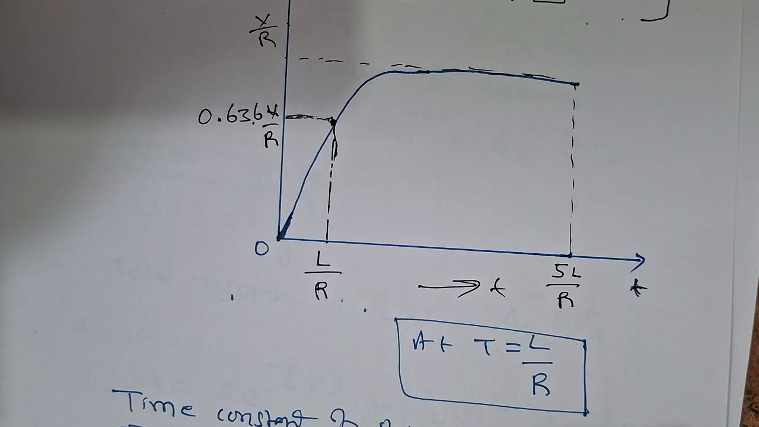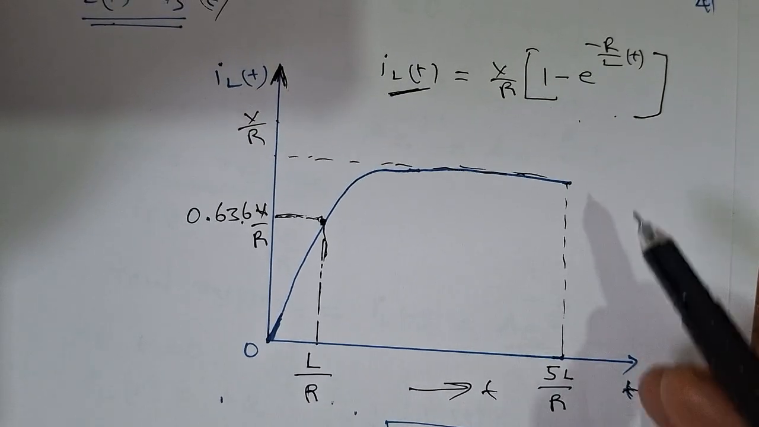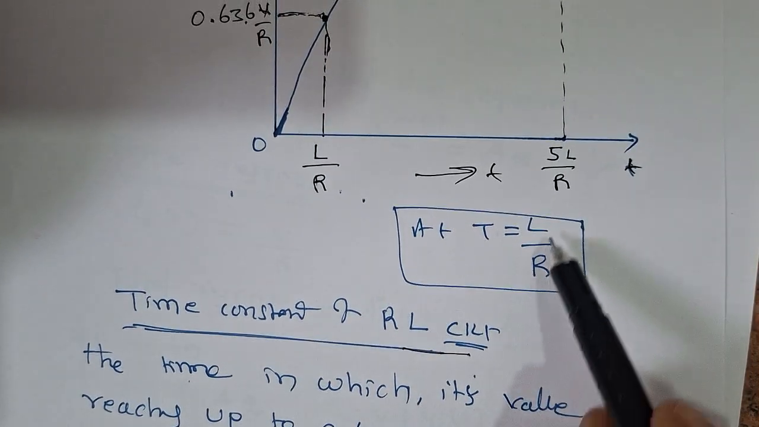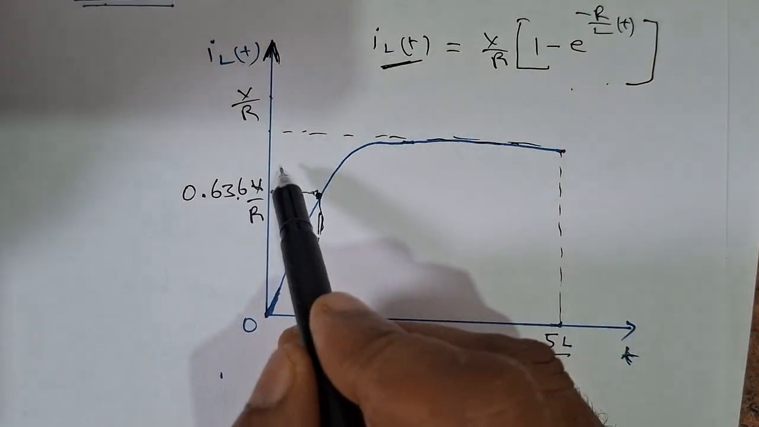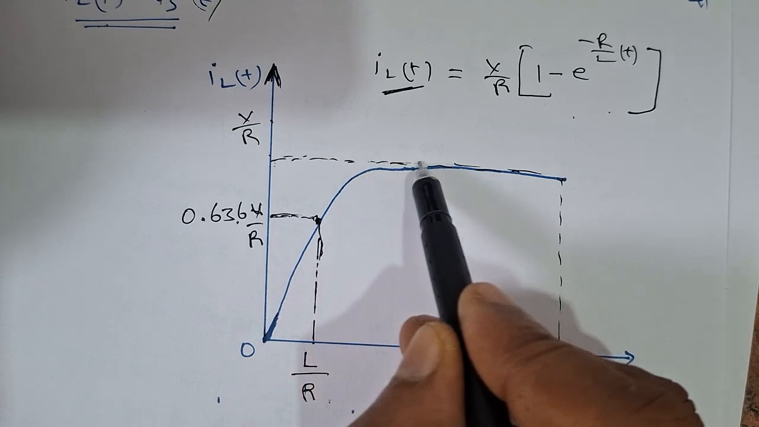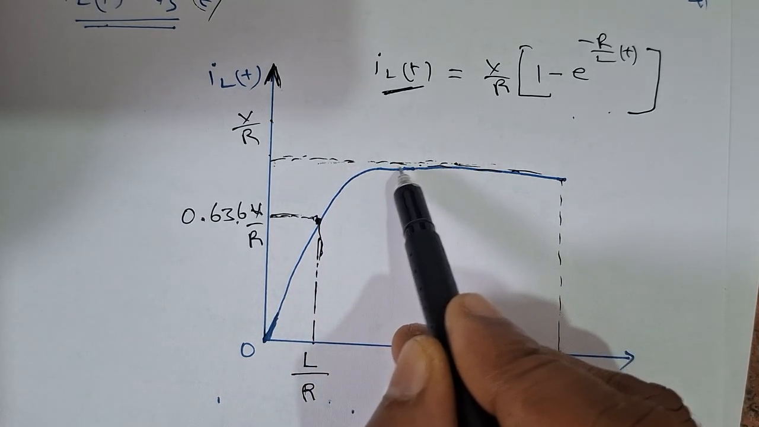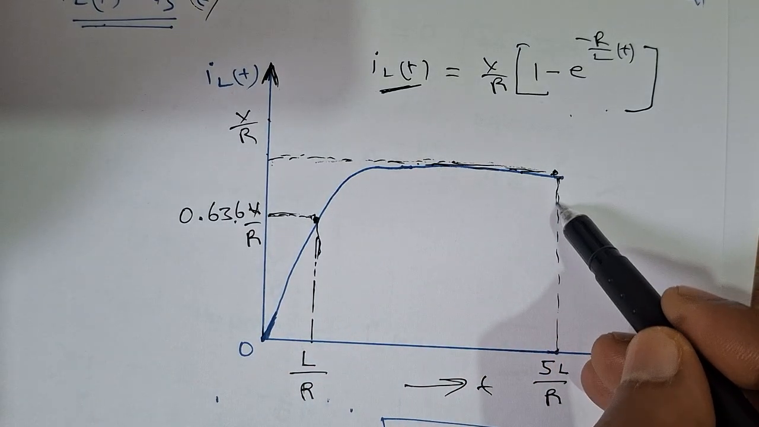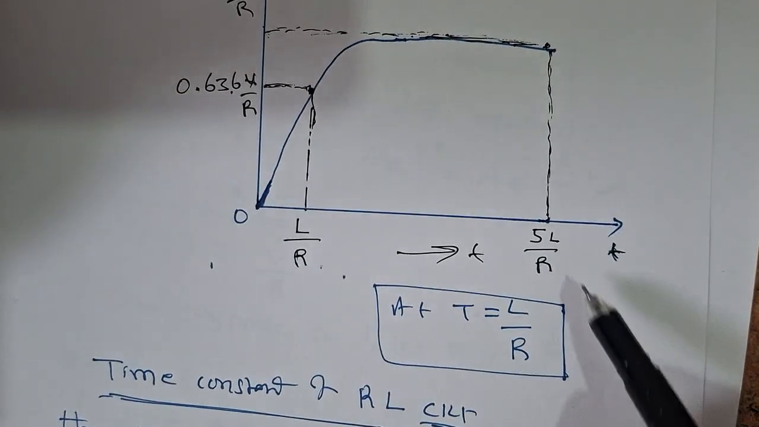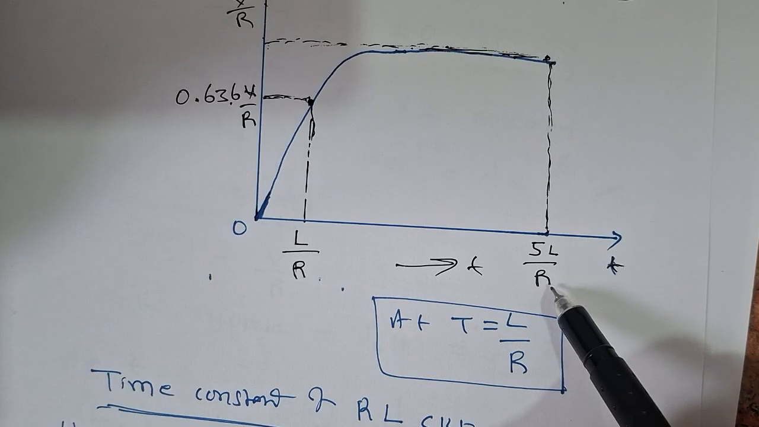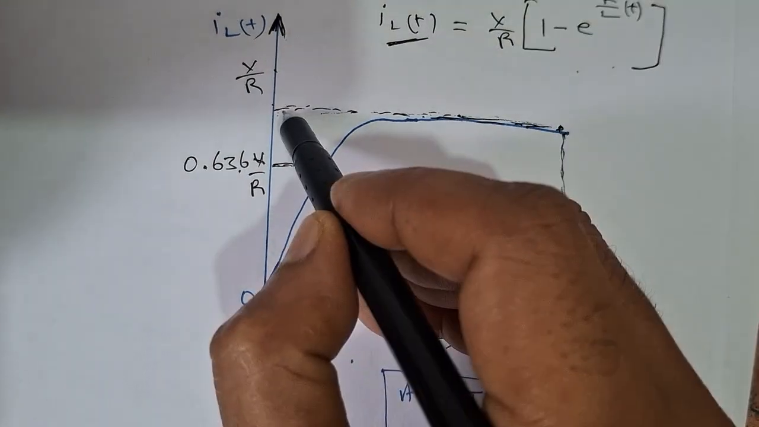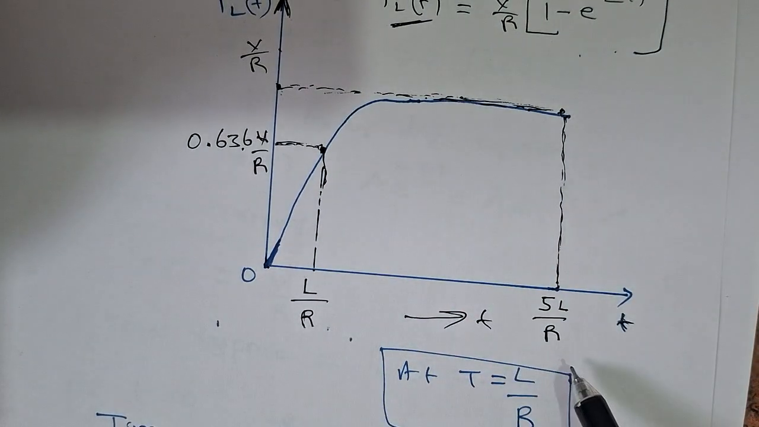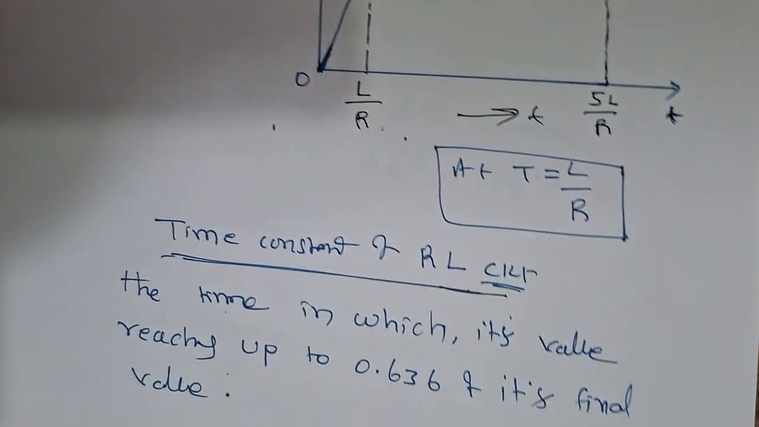When it reaches V by R, then you have to apply t is equal to L by R, 2L by R, 3L by R, 4L by R, like that. If you substitute like this, finally the time required to reach the maximum value, nothing but V by R, will become 5L by R. Substitute t is equal to 5L by R, then the current reaches the maximum, up to V by R. So this is the time graph of the RL circuit, and this is very important.